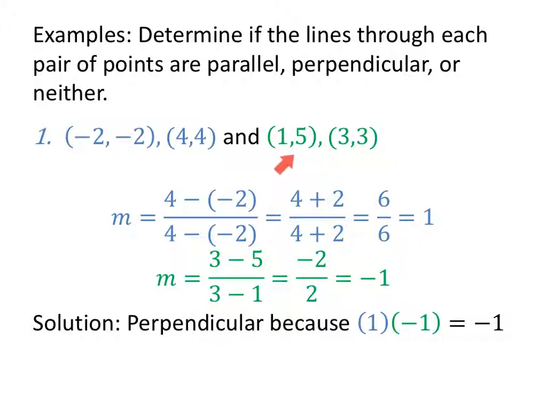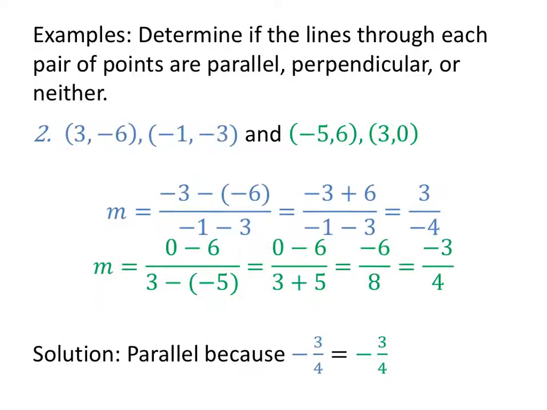Okay. Then I have the points 1, 5, and 3, 3. I'll do 3 minus 5 and 3 minus 1. 3 minus 5 is negative 2. 3 minus 1 is positive 2. Negative 2 divided by positive 2 is negative 1. Now, I know that these are perpendicular because 1 times negative 1 equals negative 1. The product of the two slopes is negative 1.